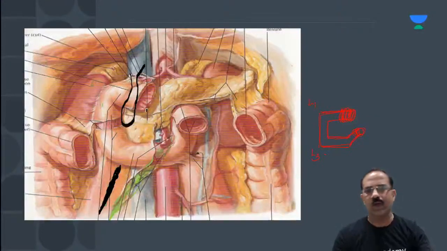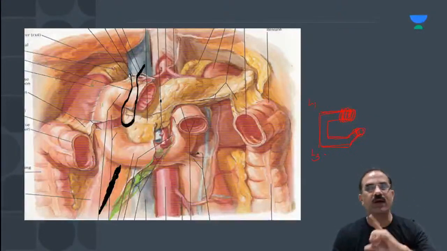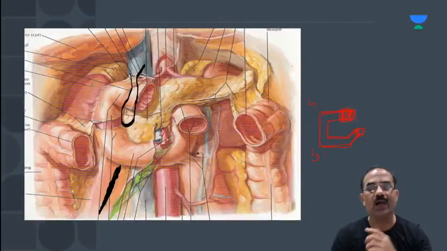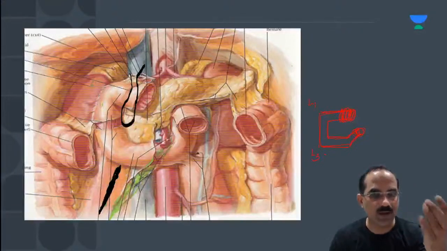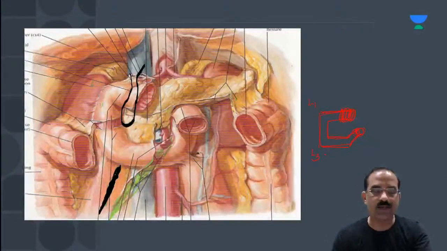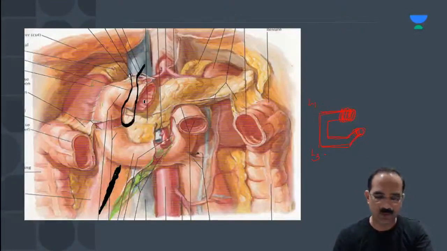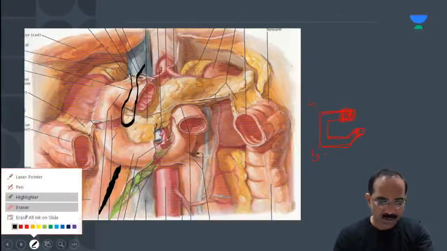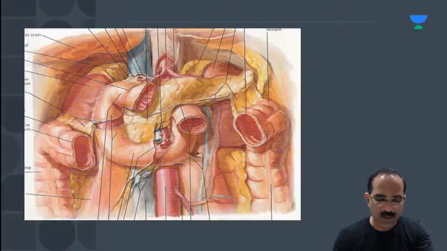Gastroduodenal artery. A very common MCQ which is given there: ulcers on the first part of the duodenum are going to erode which artery? Your answer is gastroduodenal artery. Clear, students? Now, the second part of the duodenum.